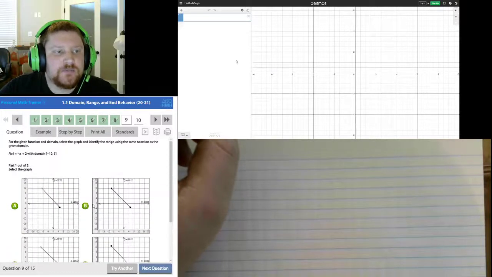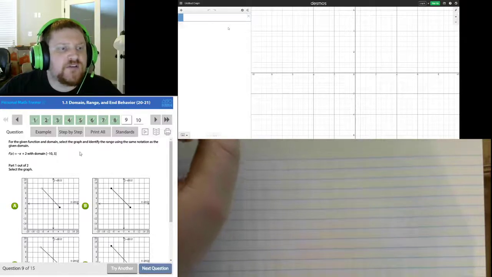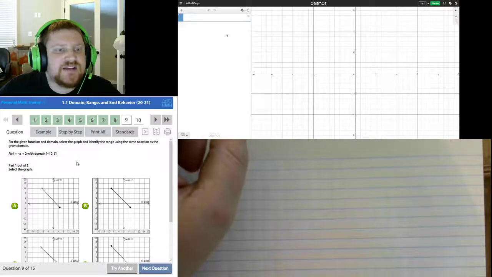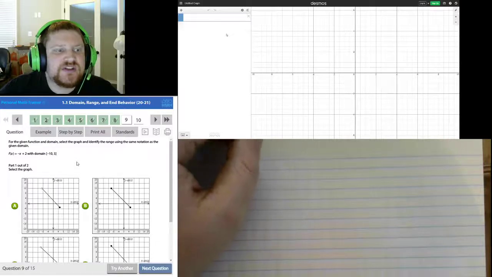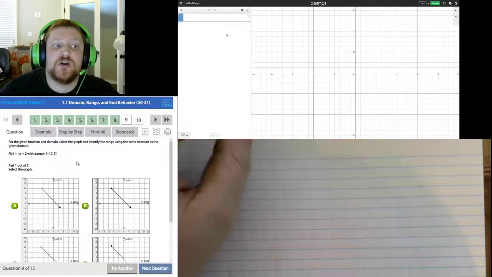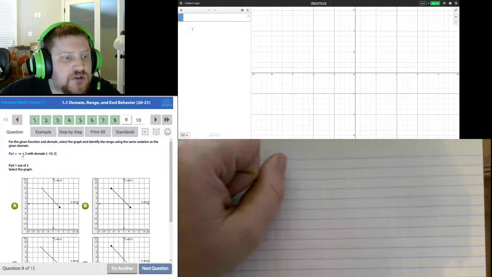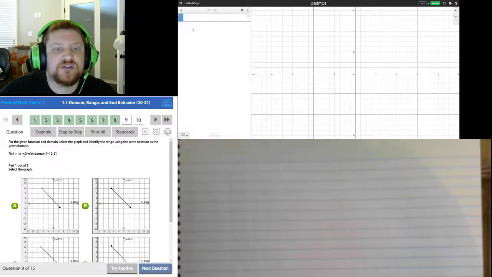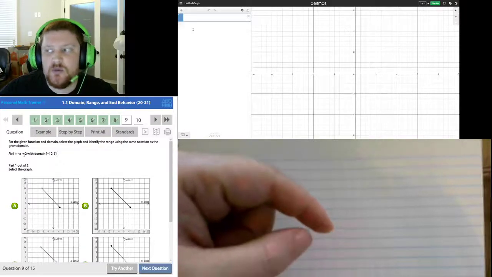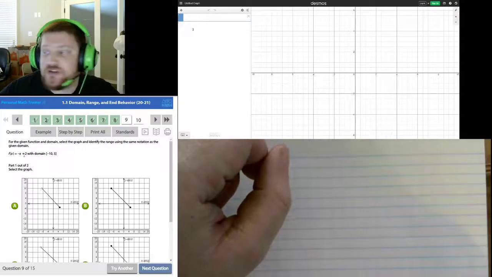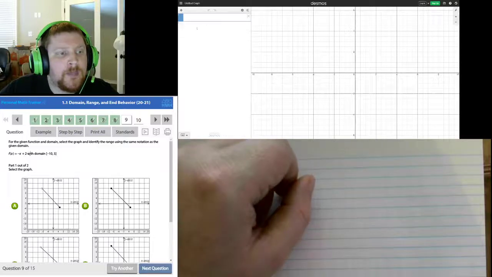On to number 9. For the given function and domain, select the graph and identify the range using the same notation as the given domain. So we're looking for -x plus 2, so we're looking for a graph that goes downwards, and we can actually plug this into Desmos if we need to. I do have it up on the screen, with domain -10 to 5.